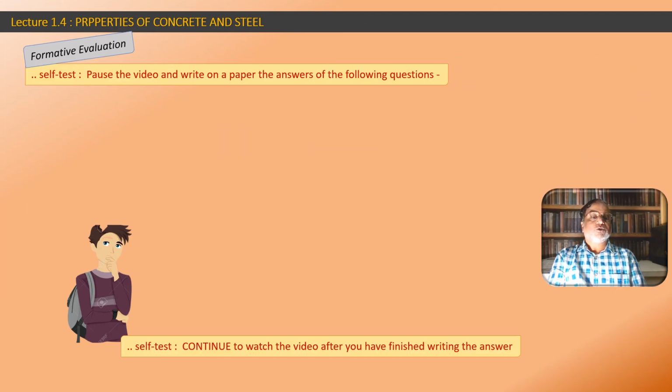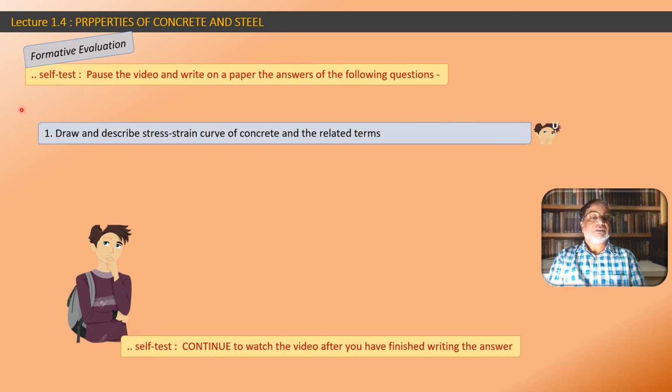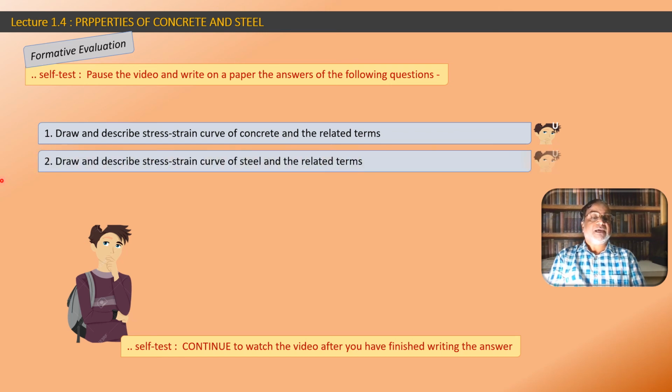Now before we close the video lecture, we will have a formative evaluation quiz, a self-test. So pause the video and write down on a question paper the answers of the following questions. First is, draw and describe stress strain curve of concrete and the related terms. And the second is, draw and describe stress strain curve of steel in both the varieties and the related terms. So perform this exercise and then continue with the video.